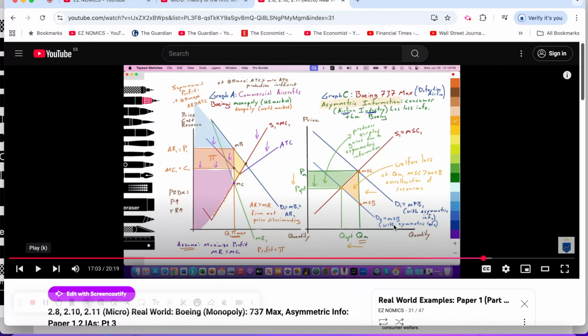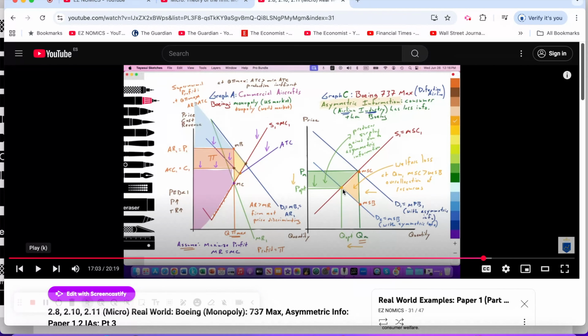If society had information, if we were more aware of the defectiveness, then naturally consumers would reduce their demand. So a D2 equal to marginal social benefit with symmetric information, we would have D2 equal to S1, and that would be an allocatively socially optimal level of consumption. Okay, so that's where we should be with these planes. We should be aware of its defective nature so that we're not consuming them. That would lead to reduced demand.